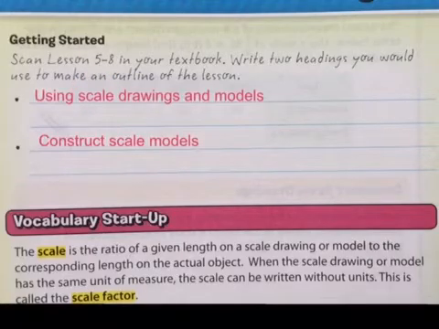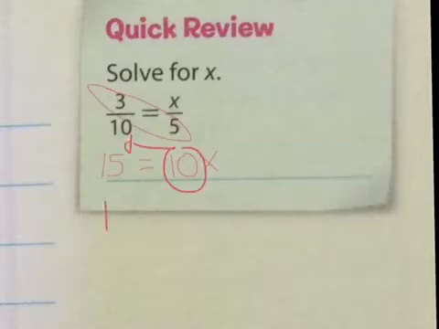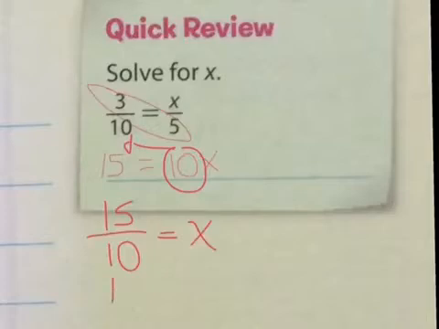And we're also going to construct scale models. Now, we're not really building anything at this particular lesson, but what we're going to do is actually draw scale models. For a quick review and a key answer, let's solve for x. Now remember, we can do the cross product style where we do 3 times 5 equals 15 on one side, and on the other side we have 10x. Then we isolate the x, so we bring the 10 over to the other side, and now we have 15 divided by 10 equals x, which will be 1.5 equals x.